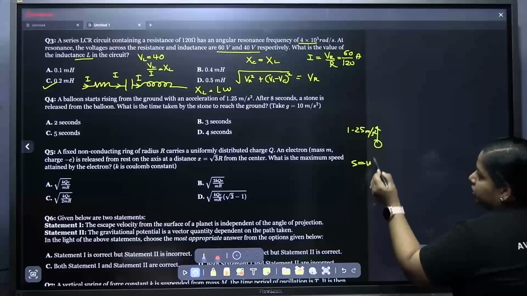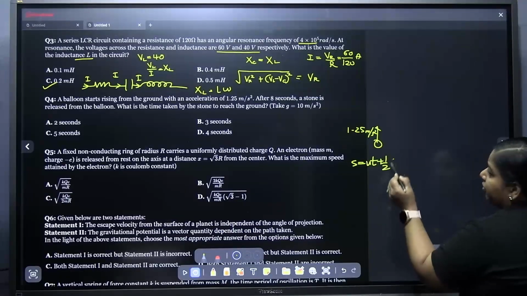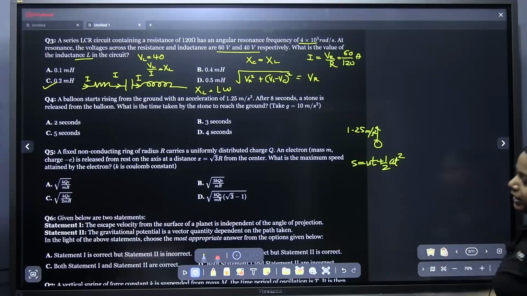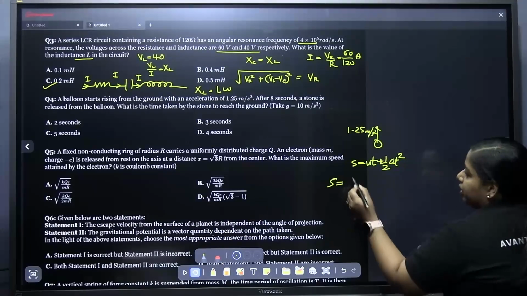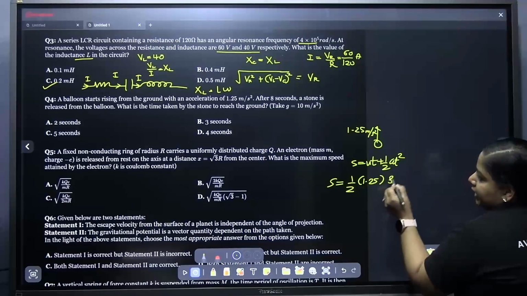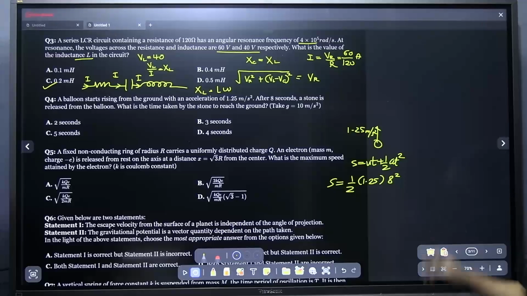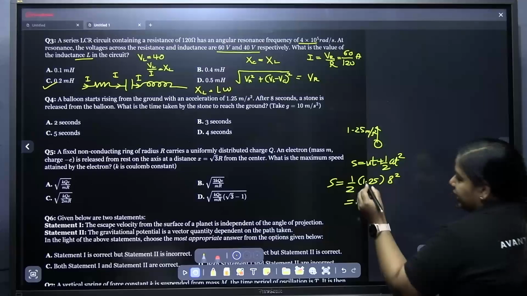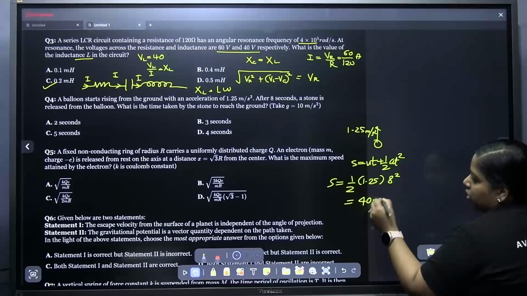S equal to ut plus half a t square. Initial velocity is 0. Acceleration is given. So S equal to 1/2 into 1.25 into 8 square. On substituting the values, you will get after 8 seconds the height of the balloon. That you will get as 40 meters.